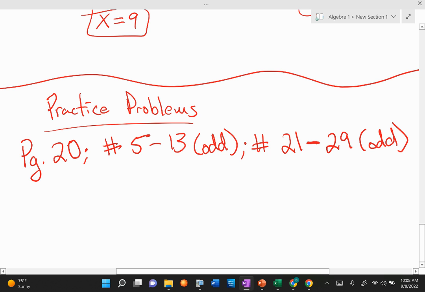Okay, those are the practice problems. Your notes are not completed until those are completed. Okay, page 20 in the textbook that I've attached on Canvas. Numbers 5 through 13, the odds, and then 21 through 29, the odds. Okay, we're kind of building this up slowly. It doesn't matter. We'll just keep tacking on after this.